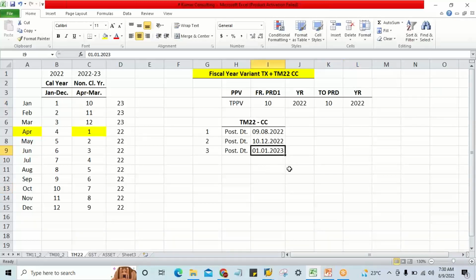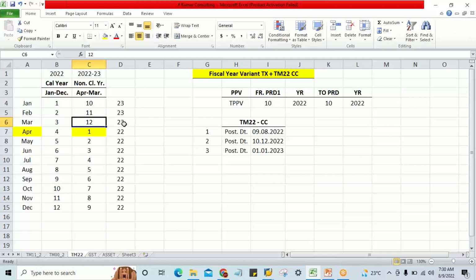Here we have given a year, that is 2023, and here we have given year 2022 itself. So here is the confusion. How will SAP come to know that in the calendar year we have given 2023, but the actual year is 22 itself, because we are using a non-calendar year, and in a non-calendar year, till March 23, we are in 22 itself, right?